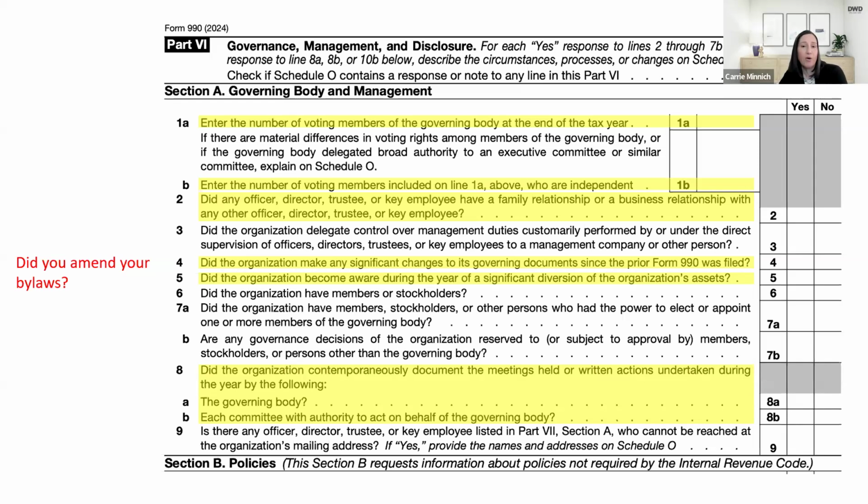Number 8 asks about board meetings. So actually, the state of Indiana law requires nonprofits to have a board and to have meetings and to also document those meetings, which means you need to maintain written minutes. The IRS is also asking you if you are documenting your meetings. So do you have written meeting minutes? Not only for the board of directors, but also for the committees. So hopefully you do, but if you don't, that might be something to consider that you start doing, because obviously the IRS is asking you about it. So you want to make sure that you can answer that question yes.